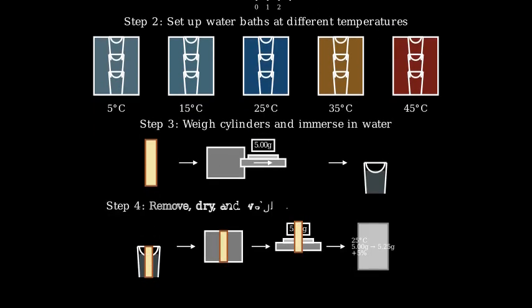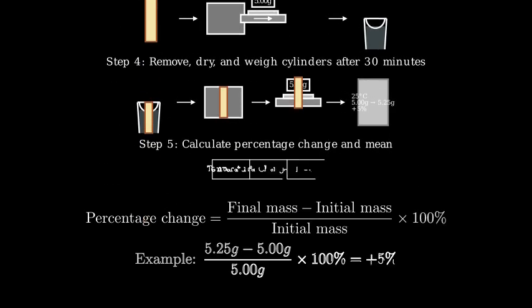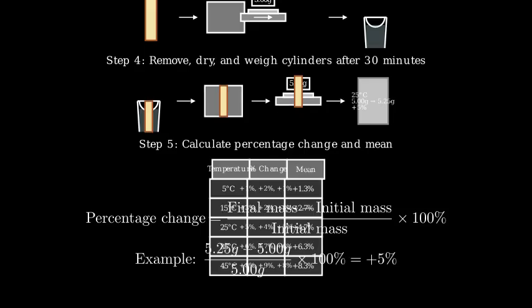After 30 minutes, we'll remove each cylinder from its beaker, gently blot it dry using a consistent method, and immediately measure and record its final mass. We'll then calculate the percentage change in mass for each cylinder and find the mean for each temperature treatment.